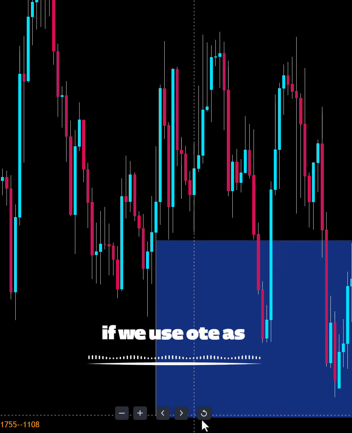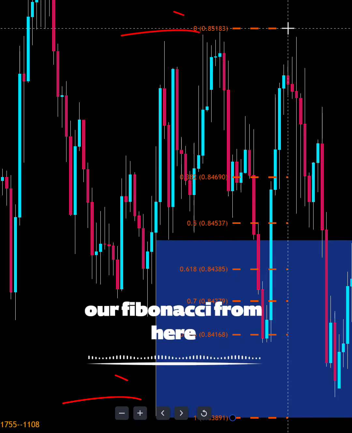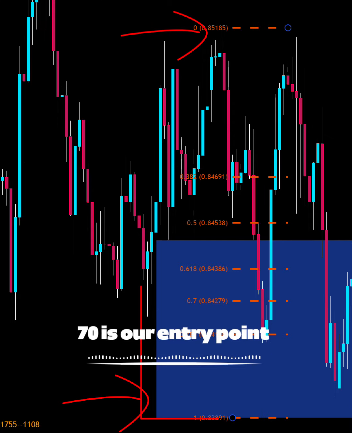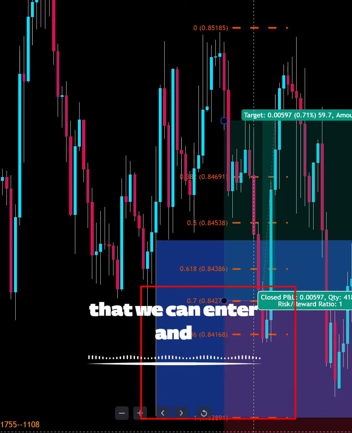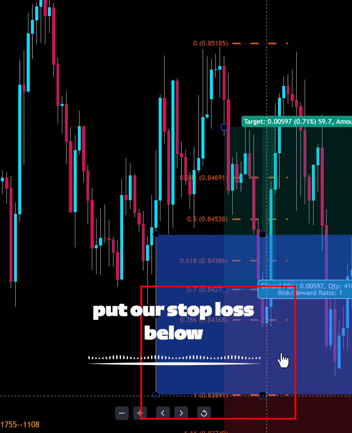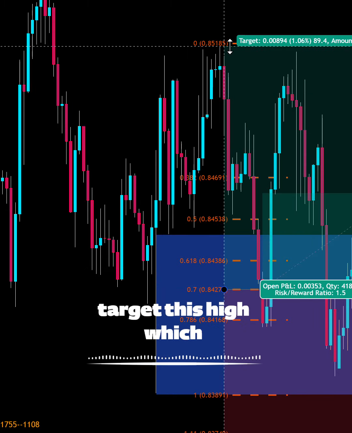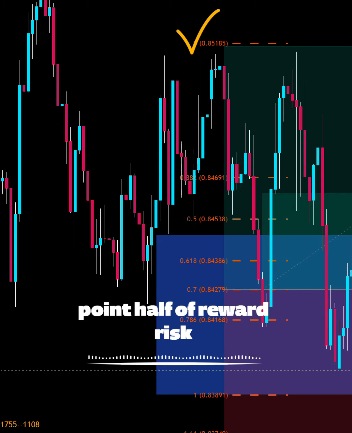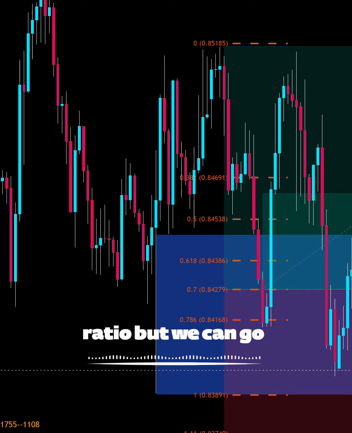If we use OTE as I taught you, we put our Fibonacci from here and here, and below 70% is our entry point that we can enter and put our stop loss below this low and put our target at this high, which provides us with a 2.5 reward to risk ratio. But we can go to lower time frames and refine that entry too.